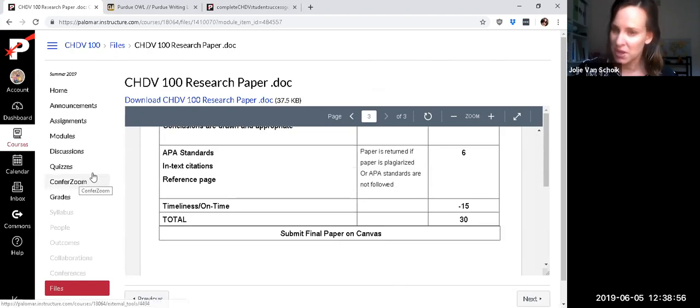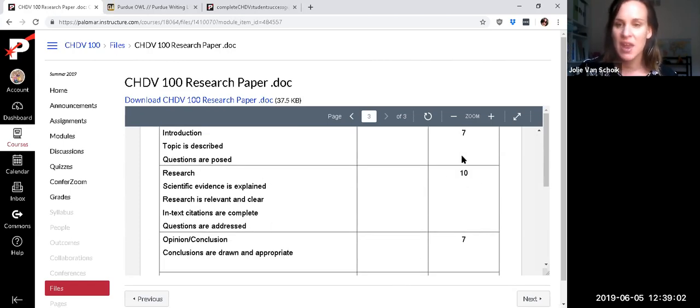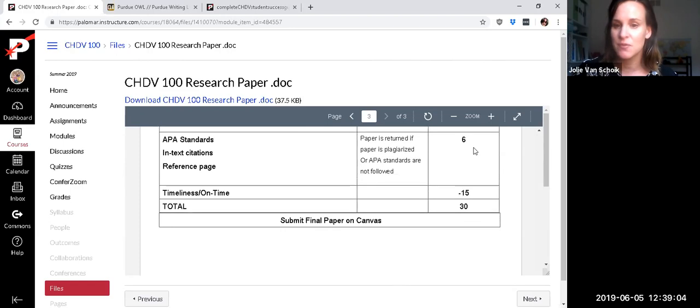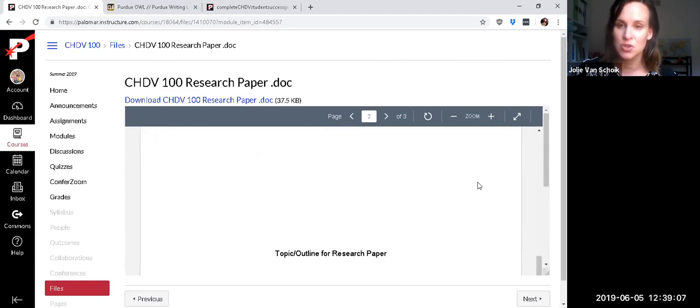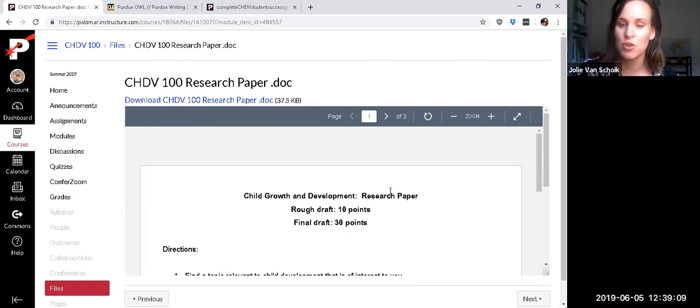You need to follow APA, and I will be grading for that. If it's not on time, you will lose a total of 15 points. And then I have these different points for these 30 points as well. So that is the rubric that I have for the research paper, the rough draft, and the final draft, which are all due in July.